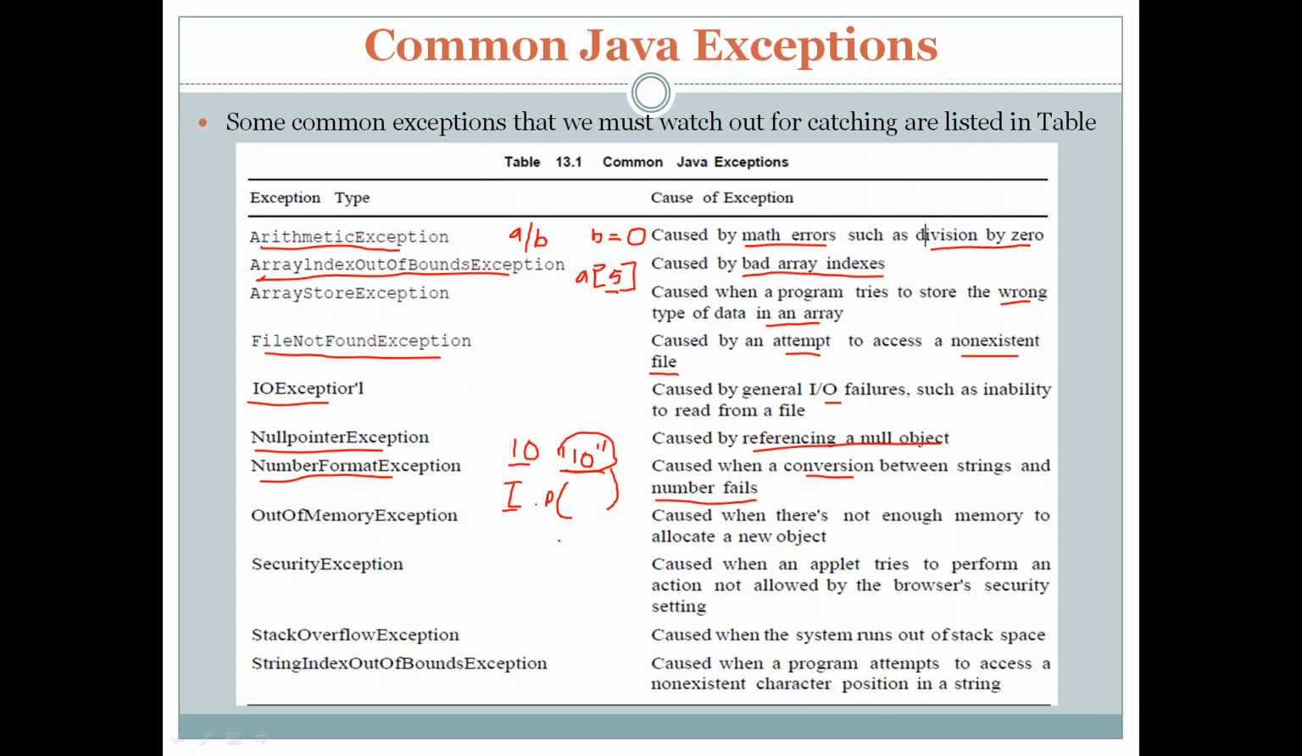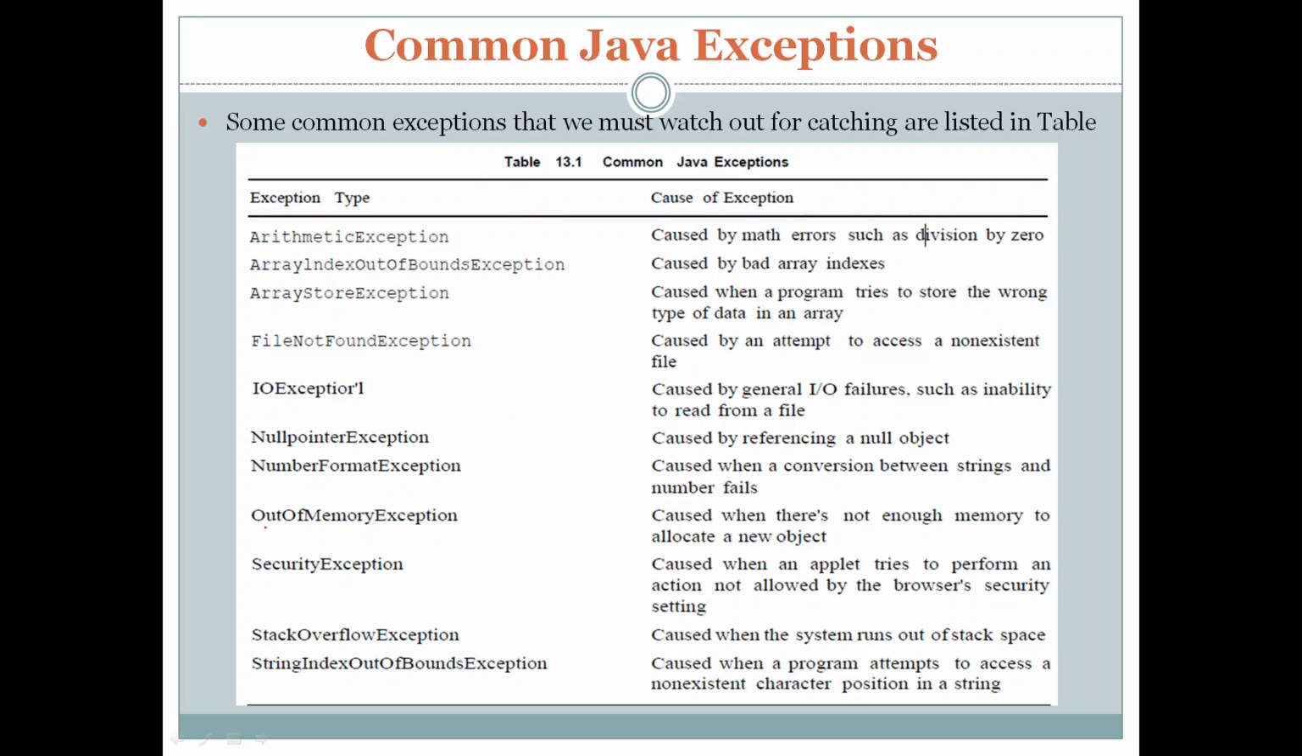But suppose you have a string that is, say, ABC, and you are trying to convert this ABC into an integer. Can you convert ABC into an integer? The answer is no. These are characters, a string which cannot be converted to a number. In such cases, NumberFormatException will occur. So that is NumberFormatException.